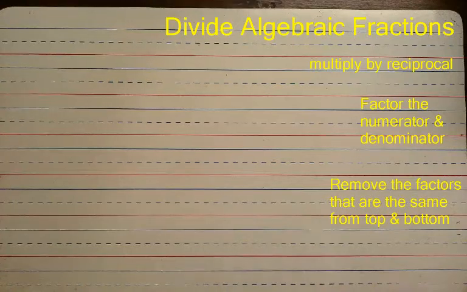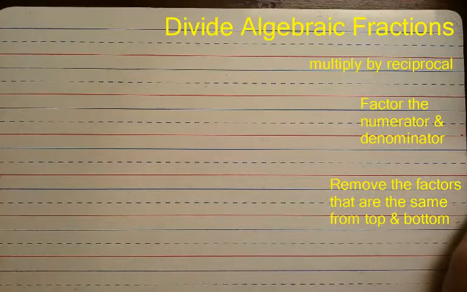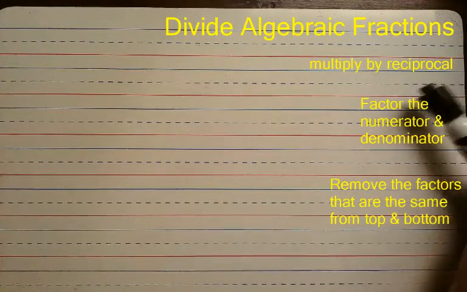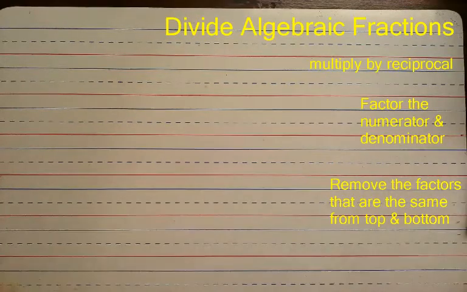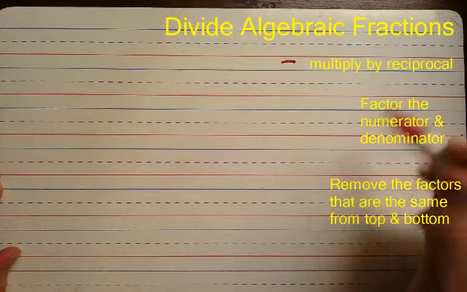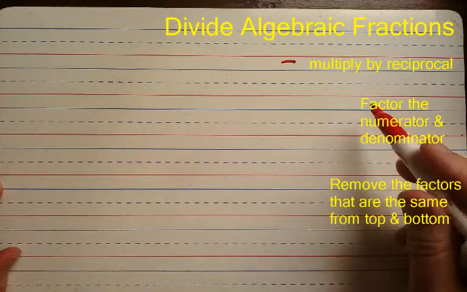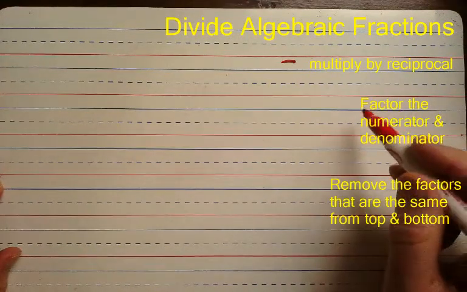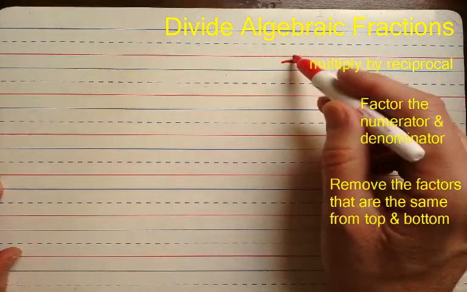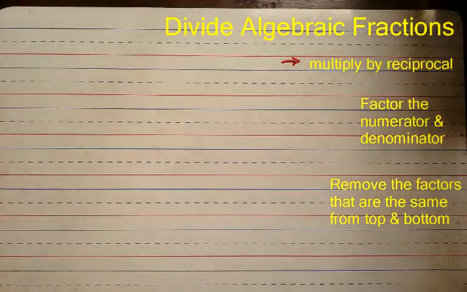Okay, today we are dividing algebraic fractions. And it's the same as yesterday with one extra step. You see the extra step right there? You've got to multiply by the reciprocal. These two steps are the same: factor the numerator and the denominator, and then remove the factors that are the same. That's the same as we did yesterday, but this one is different.